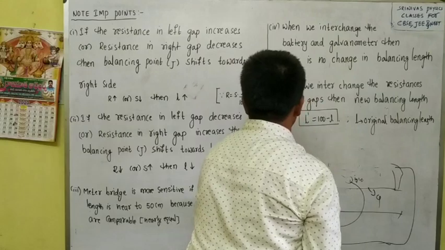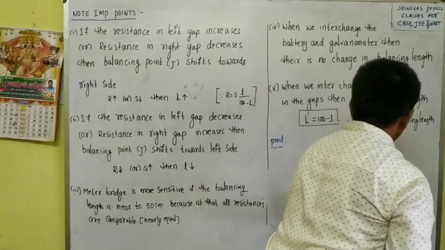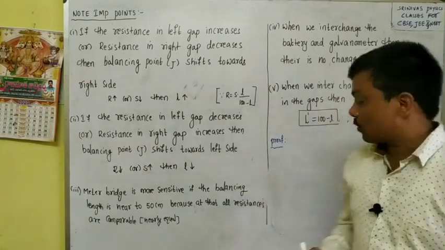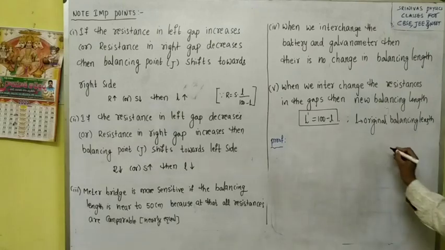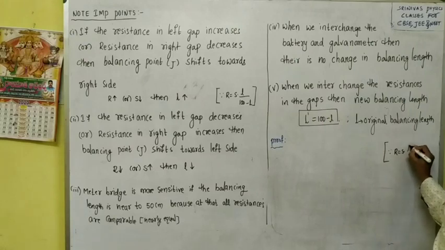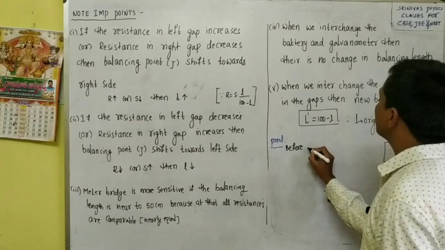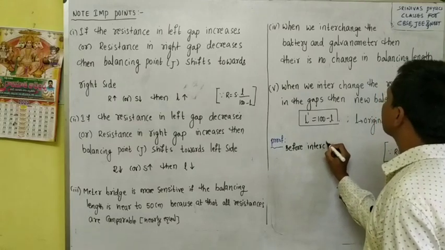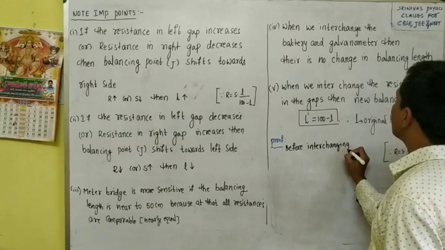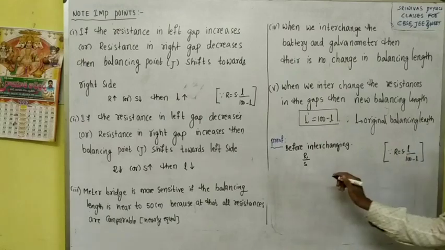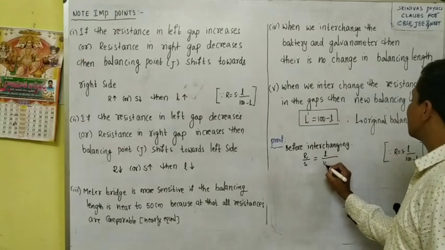Let us see its proof also. For the fifth point I am going to give the proof. It is very simple. Now, before interchanging we have to write one equation. According to the meter bridge principle, the unknown resistance formula we can find like this: R is equal to S into L by 100 minus L. From that, before interchanging, the balancing length is L, right? We write the formula as R by S, taking this to the left side, then you will get L by 100 minus L. This is before interchanging.